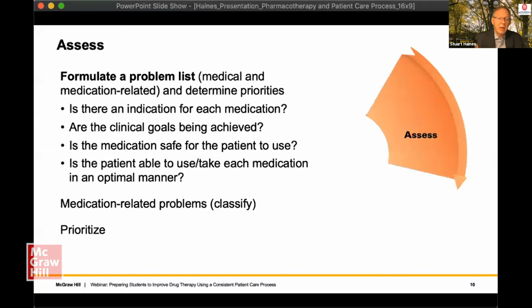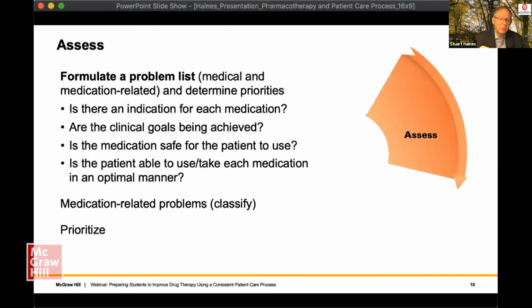So a physician might, and typically does, do their assessment around what are the medical problems, what are the diagnoses, what are the health prevention issues. And certainly our students understand how to use that. But as a pharmacist, one of the things that we're charged with doing is formulating a problem list centered around the medication-related issues and setting priorities around that.